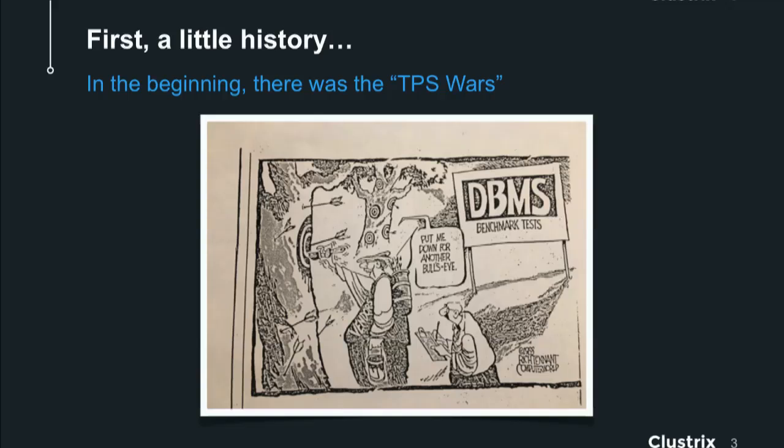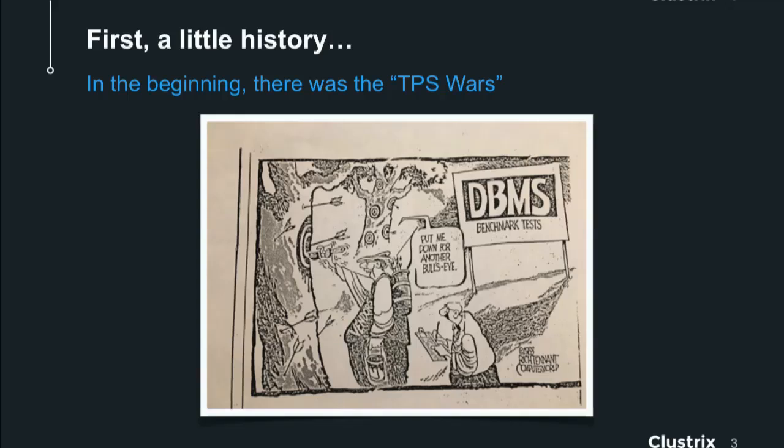So let's go back in history a little bit. Hopefully this comes across in the projector here, but this is a particular cartoon that appeared in 1988 in Computer World. In '88, Computer World was one of the significant trade magazines of the computer industry at the time. Basically, we've got Robin Hood sitting in the forest, with "vendor" written on him. He has shot arrows all over the place, hitting trees in random patterns, and he is drawing a bullseye around one of them, saying, "Put me down for another bullseye." And the commentary on the back of it was: the database management system benchmark test.